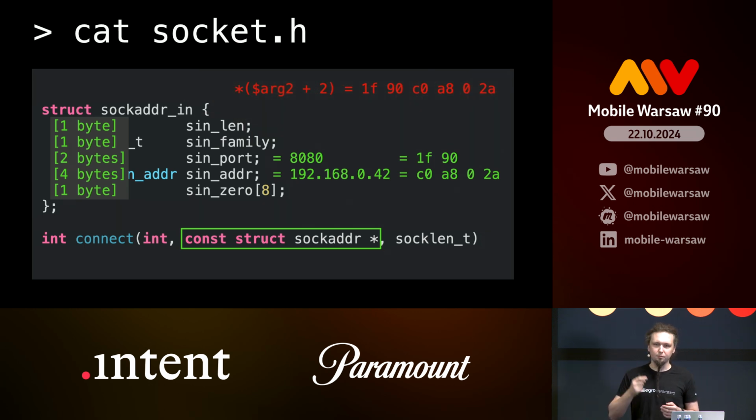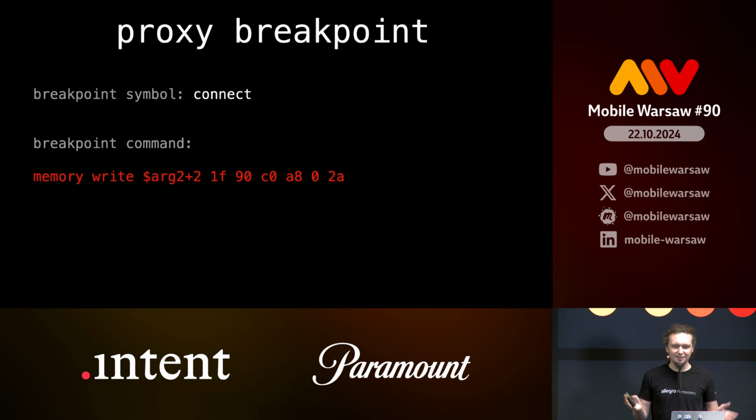this simple pseudocode will allow you to override the port number and IP address in that structure. So second argument, which is a pointer, plus 2 bytes, and we're just going to put there 6 bytes, which is the port number and the IP address. So I'm basically going to create a breakpoint on the connect function and add a custom debugger command. And this command is memory write argument 2 plus 2 bytes, and the remaining are just the bytes that we're going to override. For other debuggers, the syntax can be different, but it will work basically the same.